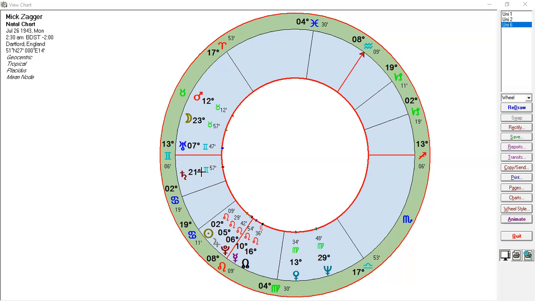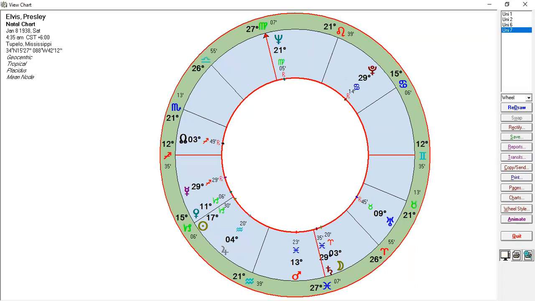I just like to dive right into people's charts, but it's okay. Now let me get another one here. Then I'll switch it. Let's look at Elvis Presley. All right, new share. Okay, here's Elvis. We should see Elvis.